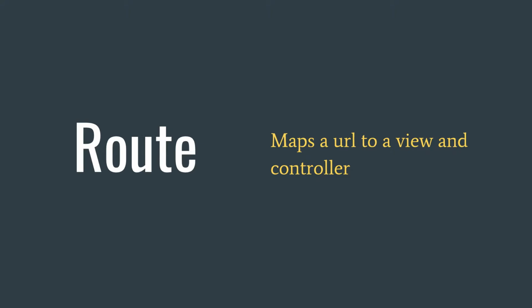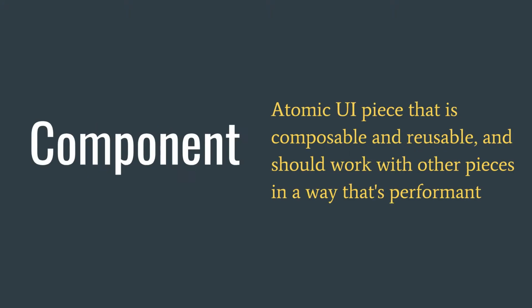But so in Express, your route handlers are mapping paths and verbs to route handlers. In Angular, we're going to have routes that just map a URL to a specific controller and view. But it's the same thing, but on the front end. And a component. We're going to talk a lot about components, and this is another key word that you're going to see throughout these front-end frameworks like Vue and React and all these others. You build components. A component is an atomic UI piece that is composable and reusable and should work with other pieces in a way that's performant.